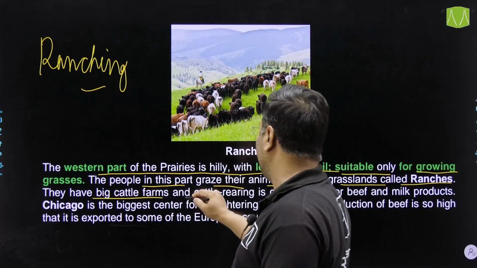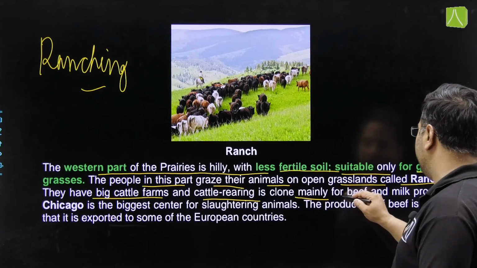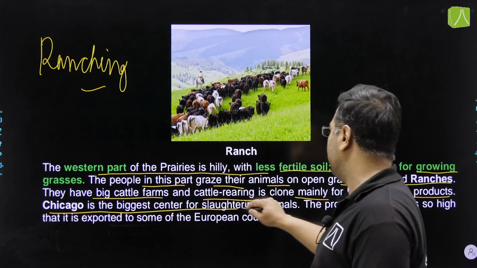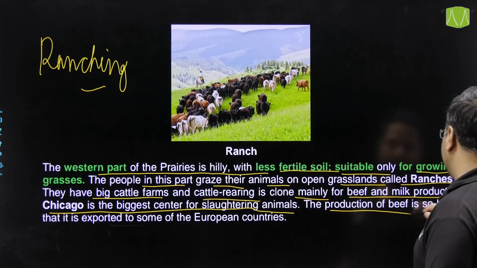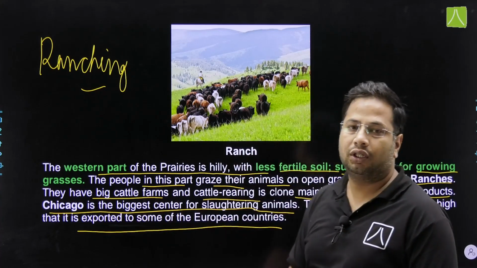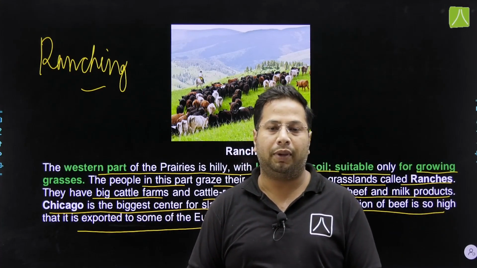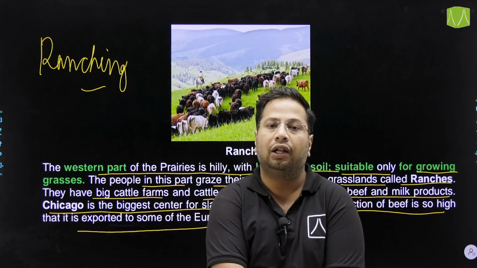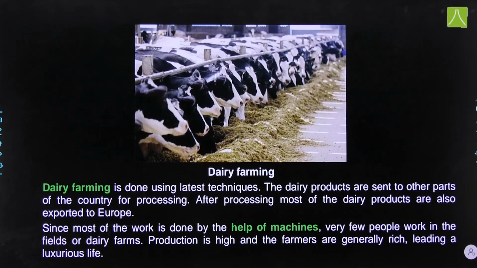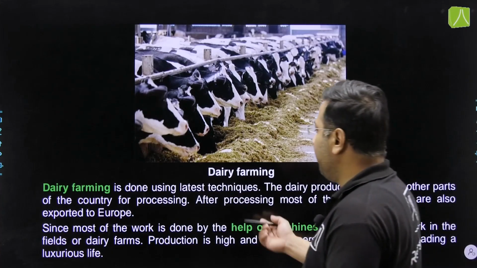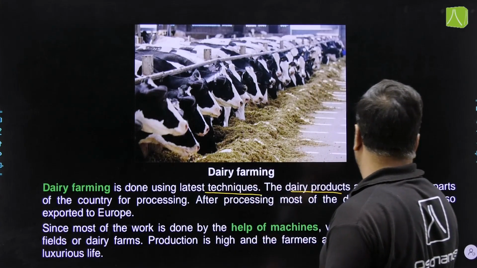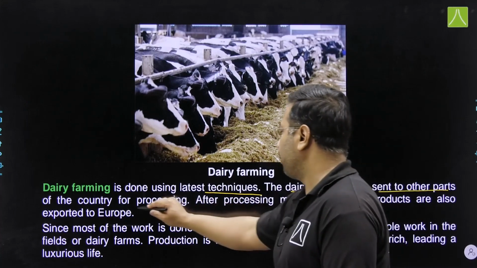They have big cattle farms, and cattle rearing is known mainly for beef and milk products. Chicago is the biggest center of slaughtering animals. The production of beef is so high that it is exported to some of the European countries. Now beef or meat is exported on a large scale to another region from the western part of prairies. Then we have dairy farming. Dairy farming is done using the latest techniques. The dairy products are sent to another part of the country for processing.